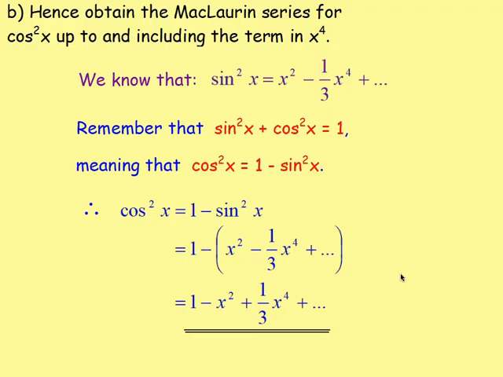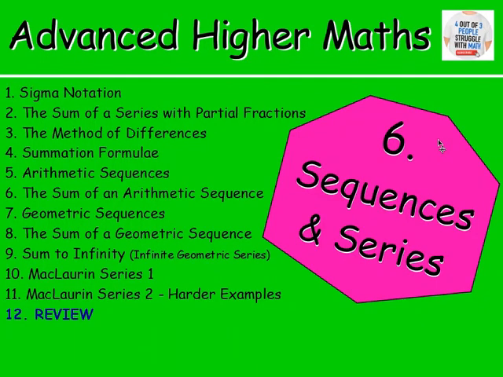Again, this is part B. It's only worth 1 or 2 marks. There's normally a tricky bit that you need to think about. How could you get it? Well, this is what you would do in this case.